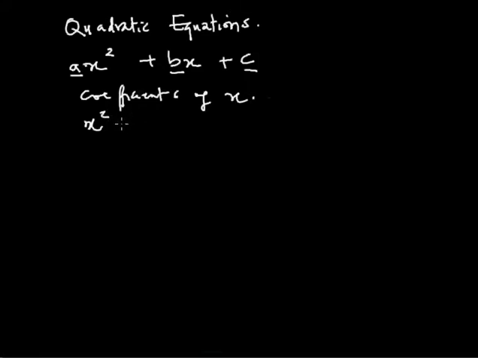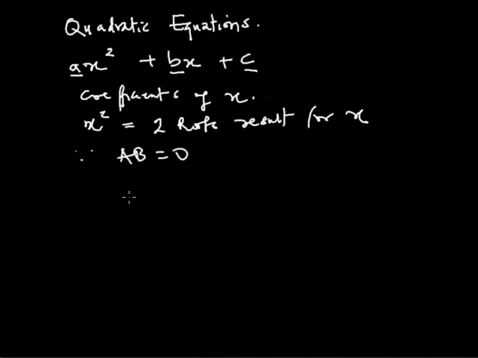Because this quadratic equation is raised to the power of 2, there will be two roots. That means this will give us two results for x. That is, if AB is equal to 0, then B is equal to 0, while A is equal to 0. These are the two roots.